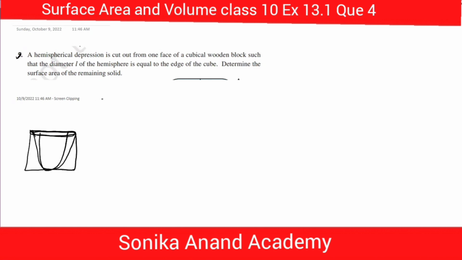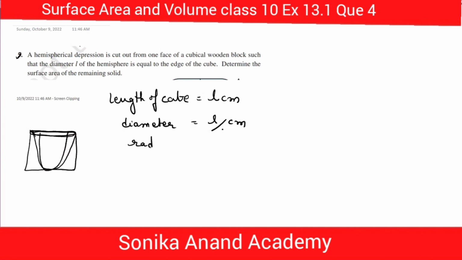So we know that length of cube is equal to L centimeter. So diameter of the hemisphere is again L centimeter. Clear? So radius of the hemisphere becomes L by 2 centimeter. Clear? Now surface area of the remaining solid.